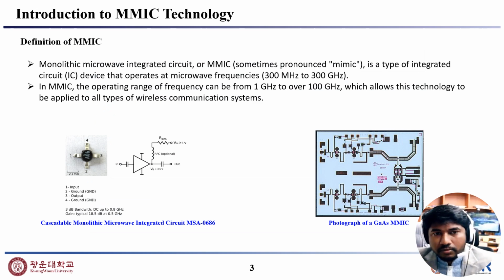So first of all, what is MMIC? Monolithic microwave integrated circuit, or MMIC, is a type of integrated circuit device that operates at microwave frequency. In MMIC, the operating frequency range can be from 1 gigahertz to 100 gigahertz, which allows this technology to be applied to all wireless communication systems. Here you can see two pictures of MMIC-like things, so I'll skip these.